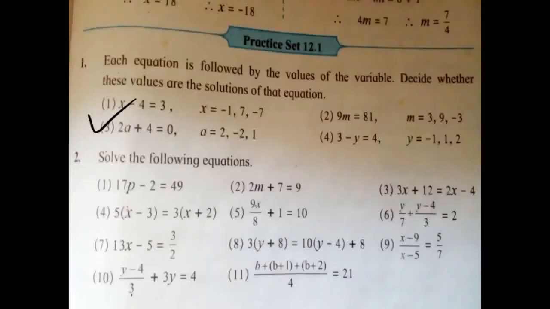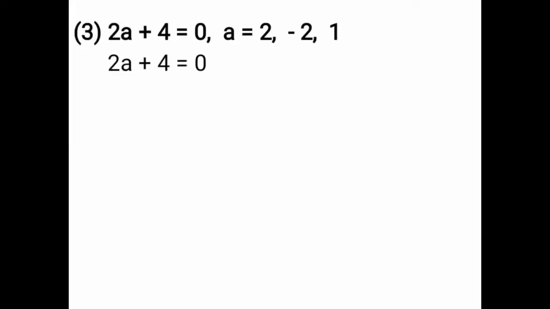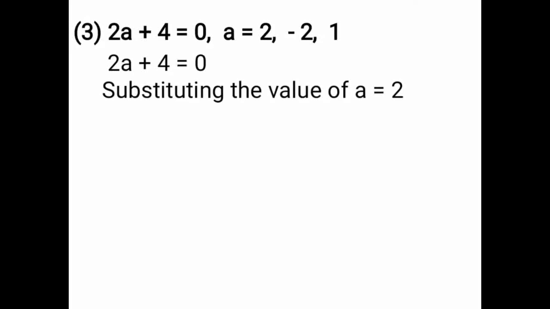Next, 2a plus 4 is equal to 0. The given values of variable a are 2, -2 and 1. 2a plus 4 is equal to 0. Substituting the value of a is equal to 2. First one, value of a variable is given 2. So you have to substitute the value of a is equal to 2.